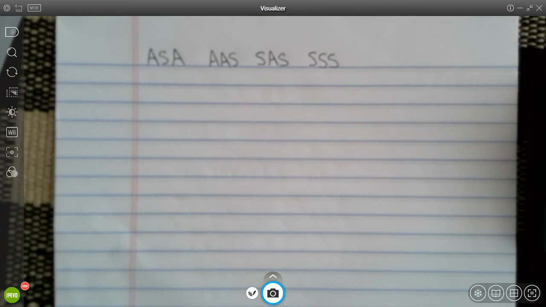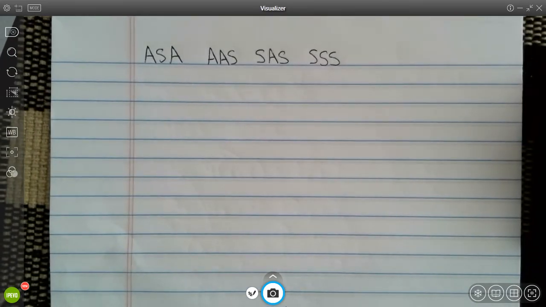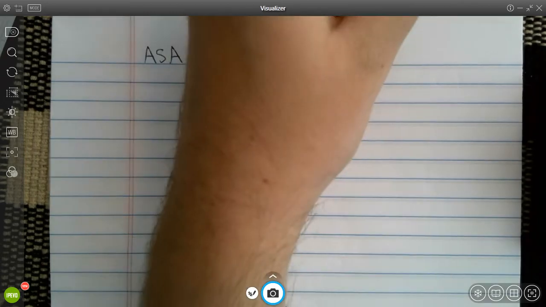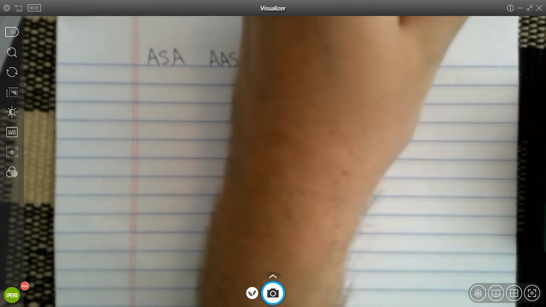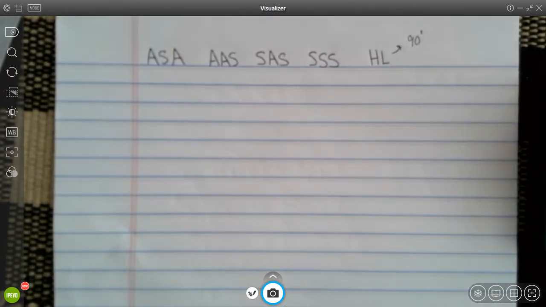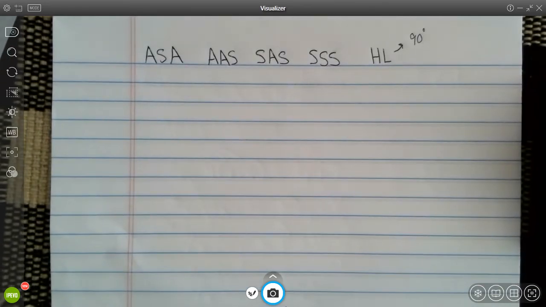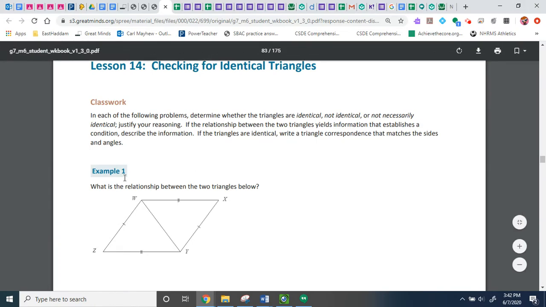Now there is a fifth one that we don't talk about too much, especially in 7th grade, but we can use, and we may actually use today, and that's hypotenuse leg. But this only works for 90-degree or right triangles. So that's one thing that we'll want to keep in mind. There will be one example where it is talking about that. With that being said, we're going to open up with example 1 here.